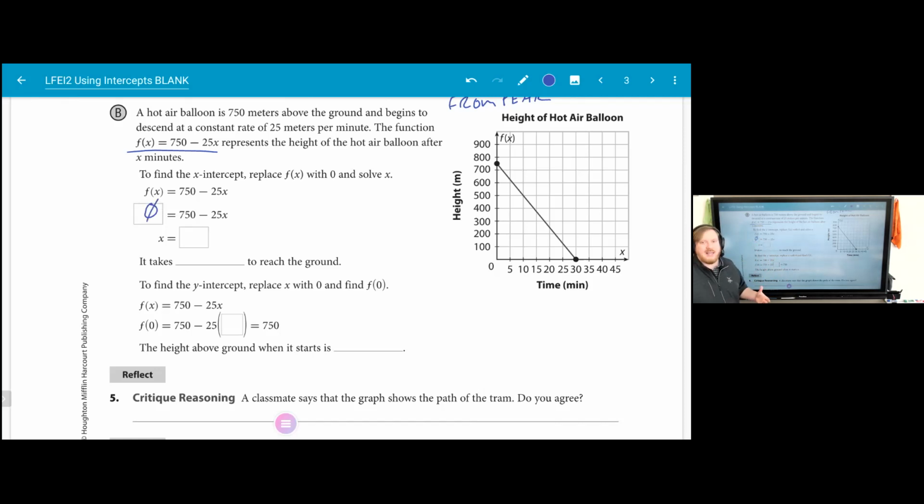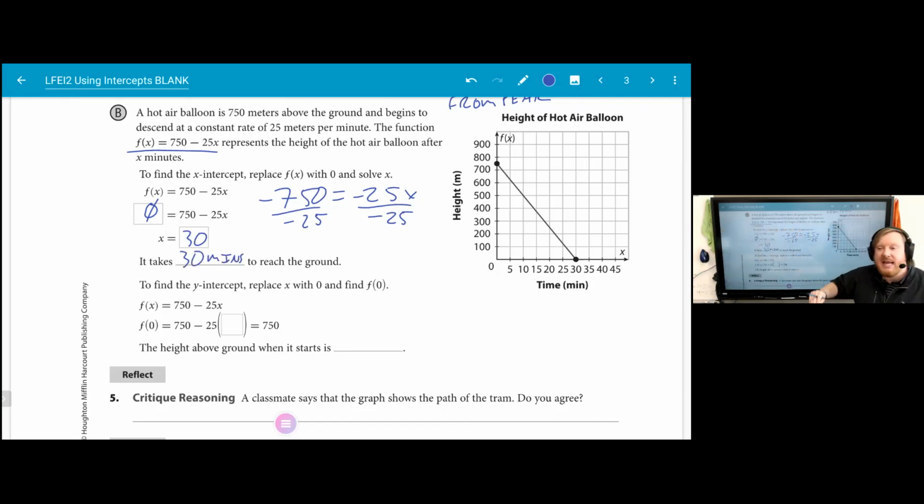I can do one of two things. I can either add 25x to both sides or subtract 750 from both sides. I'm going to get the same thing either way. Negative 750 equals negative 25x. If I divide both sides by negative 25, thankfully I get a positive number, else this would not make sense. I end up with x equals 30. In other words, it takes 30 minutes to reach the ground. That's our interpretation: at 30 minutes, it is 0 meters above ground.